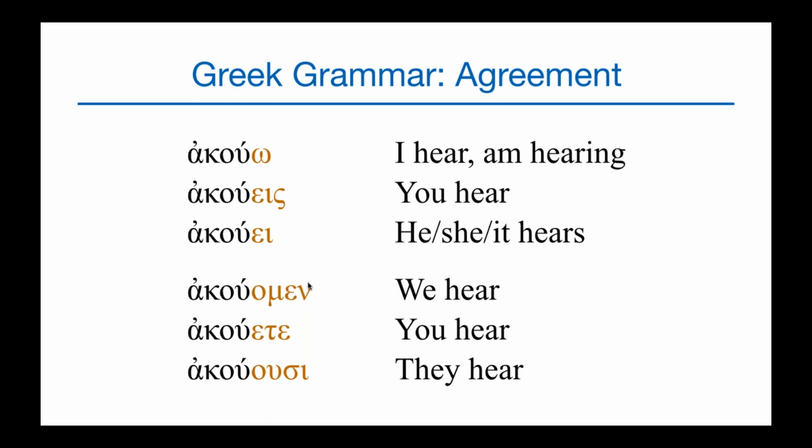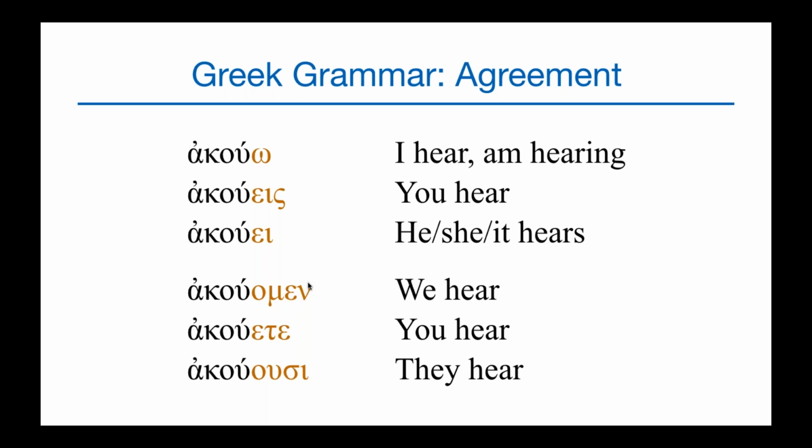Right. Once again, you see here the idea of the agreement. Akouo is I hear. Akoueis is you hear. Akouei is he, she, or it hears. Akouomen is we hear. Akouete is you hear. And akouousi is they hear. Akouousi. Kind of fun to say. So you don't have to memorize anything for this week, but this is how this works out.